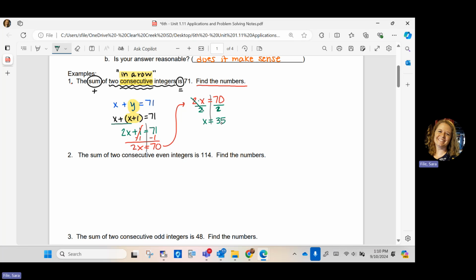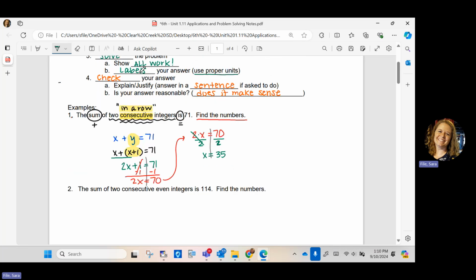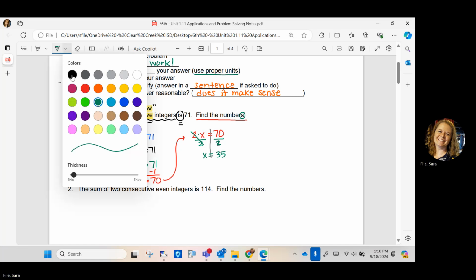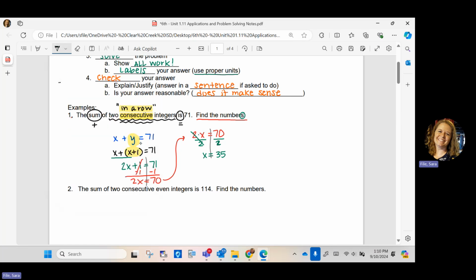That is not my final answer. This is what I mean when I say check and go back and read to make sure you're answering what they asked. It said to find the numbers. That's plural. Okay, there should be 2 numbers. It's 2 numbers that add together. I've got one of them is 35. What did we say the second number would be? Compared to the first number, what did we say over here? It's going to be one more.